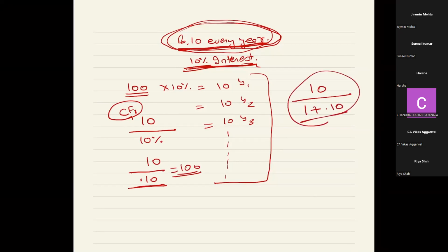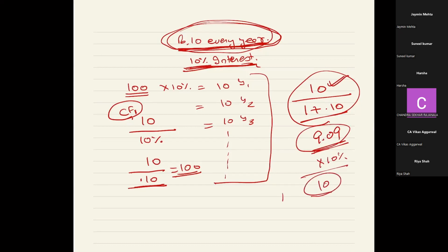Common mistake what we will do, we will divide 10 by 1.10. This is the present value of only rupees 10, which is 10 divided by 1.10, which is 9.09. So if I invest 9.09 at 10%, at the 1 year end, I will get rupees 10: 9.09 plus 0.91 as the interest.